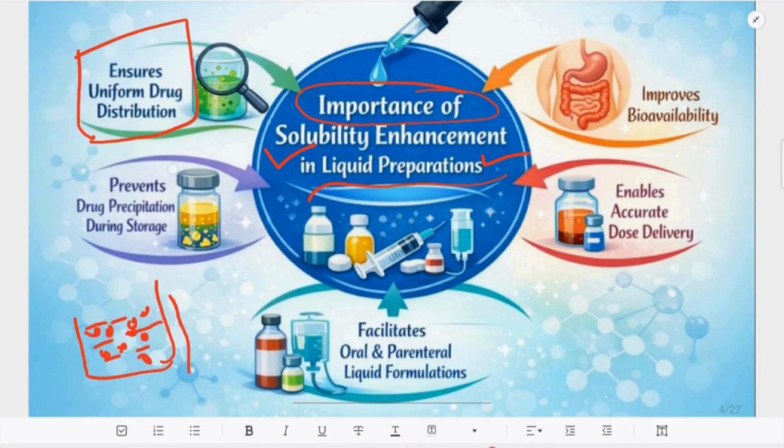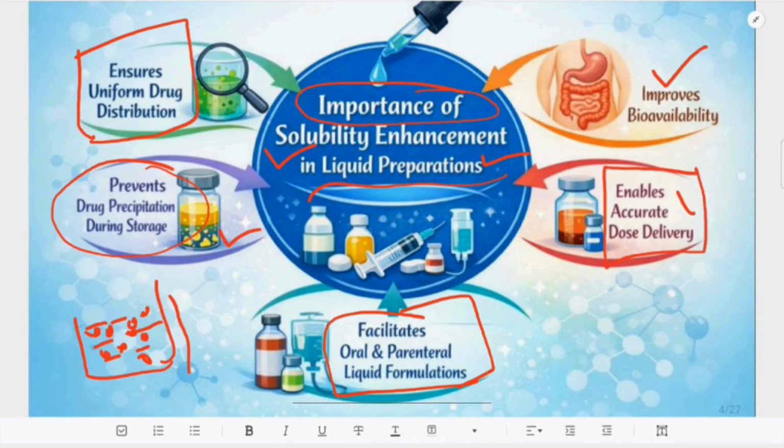And it also prevents drug precipitation during storage. When we are going to store the product, if there is no proper solubility or uniform distribution of the drug molecules in the liquid phase, then that will lead to precipitation or settling of the solid material at the bottom. Then it facilitates oral and parenteral liquid formulations, and it will also improve the bioavailability. Then it enables accurate dosage delivery.